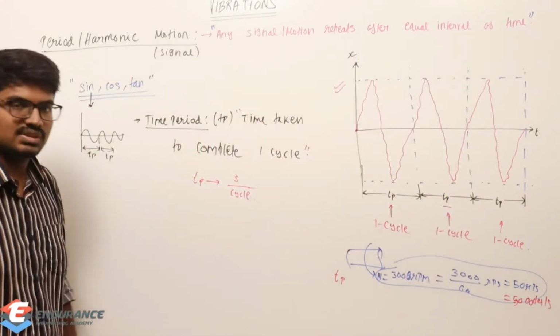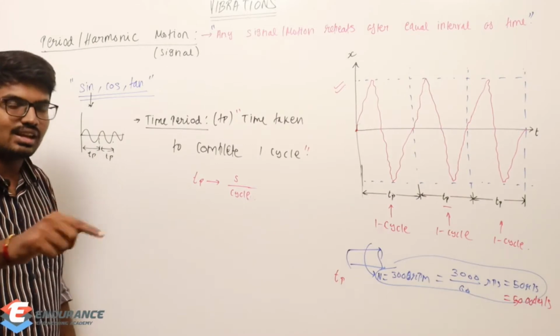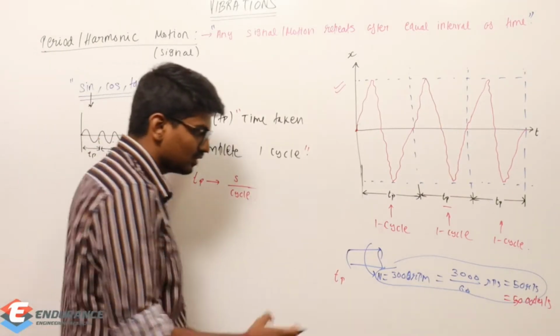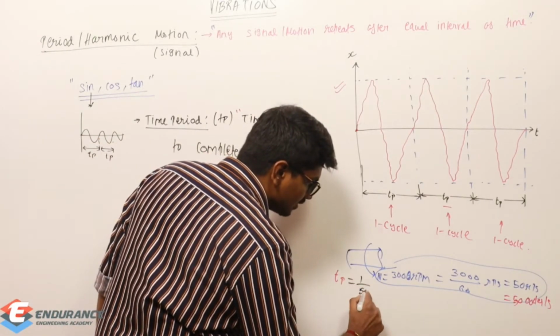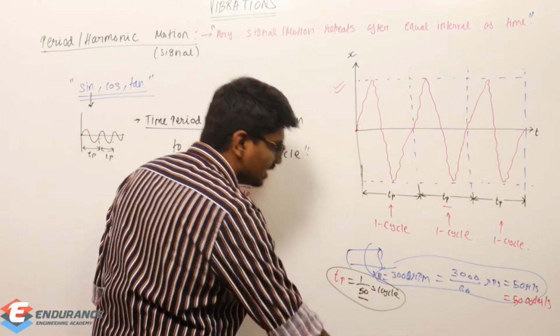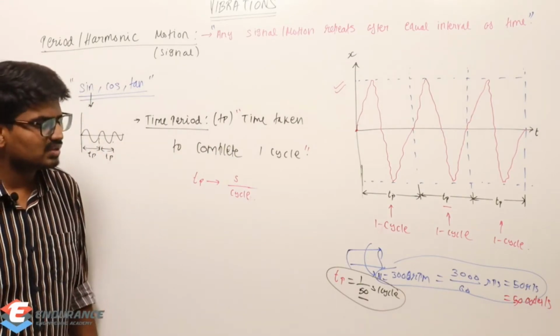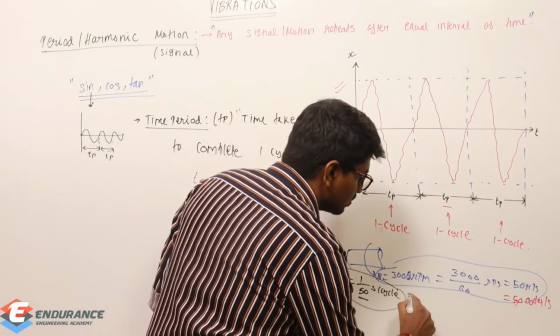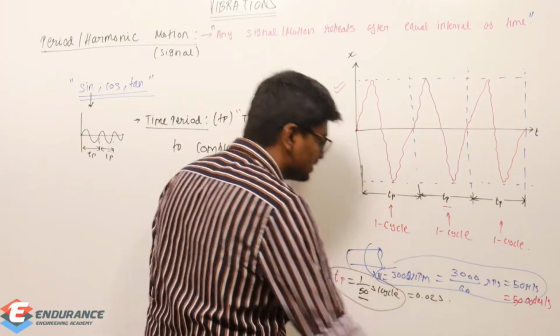So 50 cycles per second means, how many seconds is it taking for one cycle? Simply it is 1 by 50, right? 1 by 50 seconds per cycle. So for completing one cycle, it is taking 1 by 50, which is 0.02 seconds. Now listen, very important point.